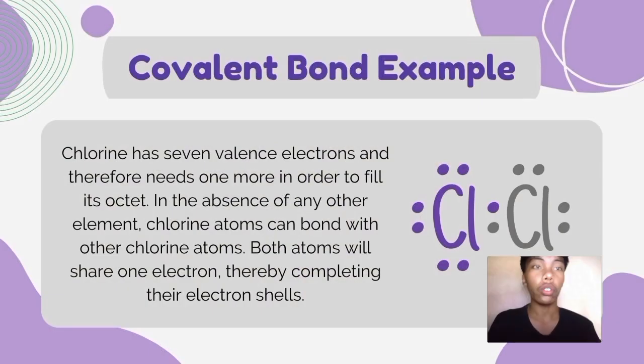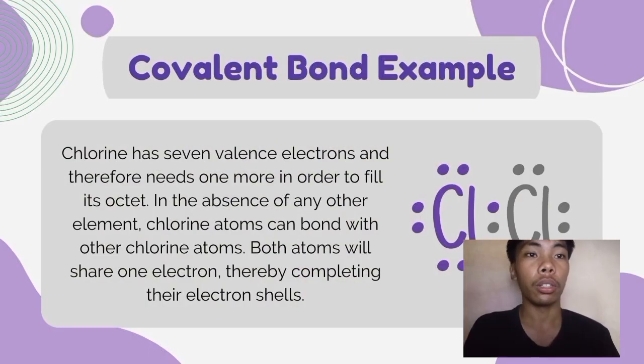The example of a covalent bond is chlorine. Chlorine has 7 valence electrons and therefore needs 1 more in order to fill its octet. In the absence of any other element, chlorine atoms can bond with other chlorine atoms. Both atoms will share 1 electron, thereby completing their electron shells.